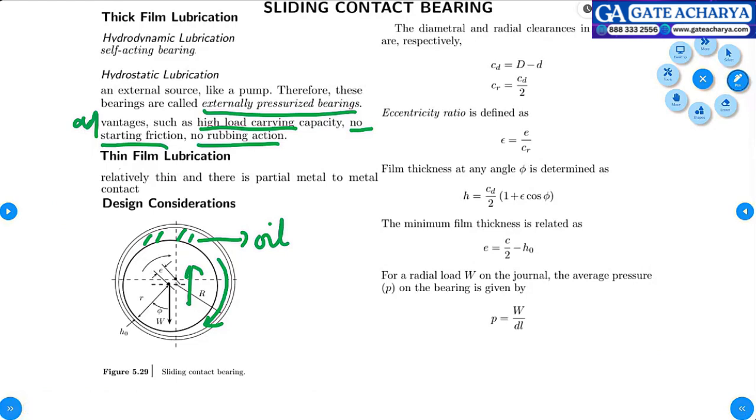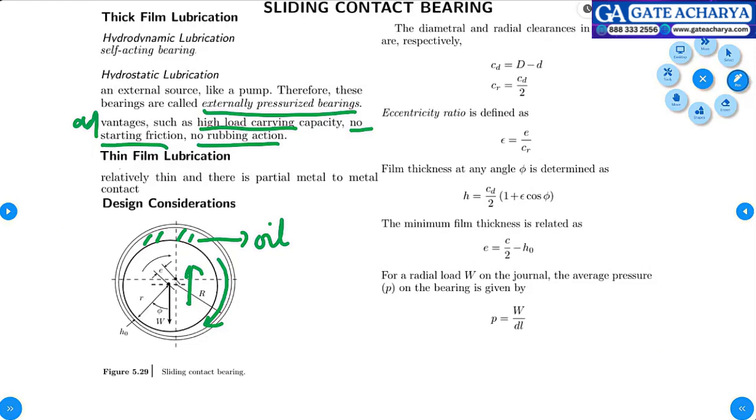There are certain clearances. Okay, diametral clearance CD is nothing but capital D minus small d. D is the diameter of the bearing, d is the diameter of the journal. And this CD, if you divide by 2, is the radial clearance CR. What is meant by eccentricity ratio? e means the distance between the center of the journal shaft and the center of the bearing. This is nothing but e. There are two centers you have to remember. So epsilon is equal to e by CR, the eccentricity ratio.